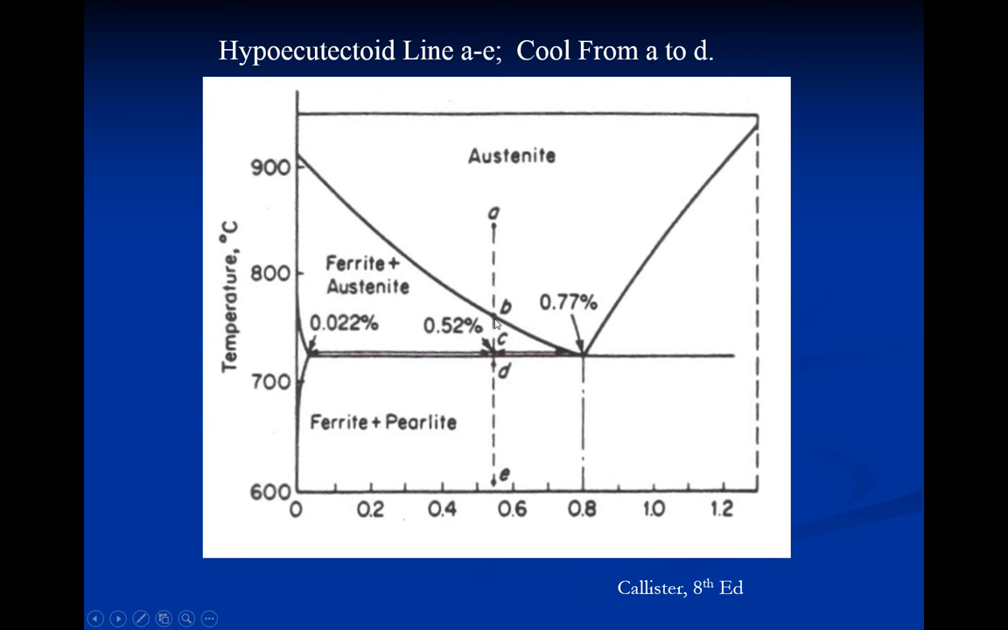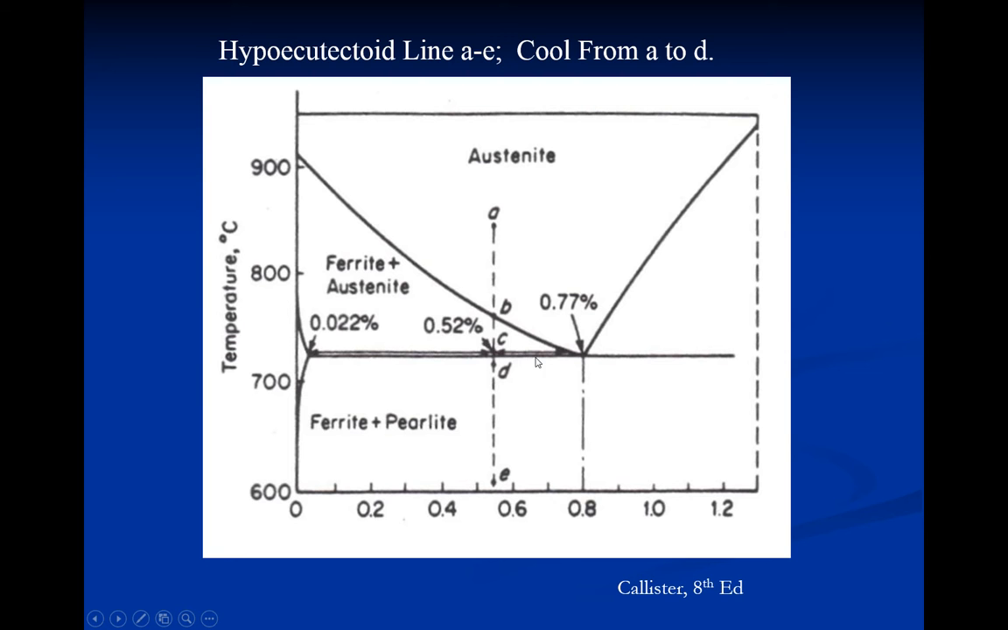Now, as we cool through the ferrite-austenite region to point C, we are making more and more ferrite. And if you do your reverse lever law, the proportion of ferrite is the opposite distance, so it's from C to 0.77. And you see that distance is getting larger. As we move down from B, the distance is getting greater and greater. So we're making more and more ferrite.